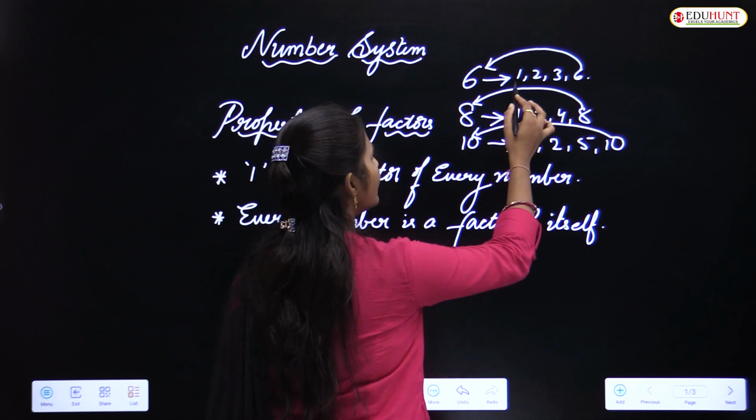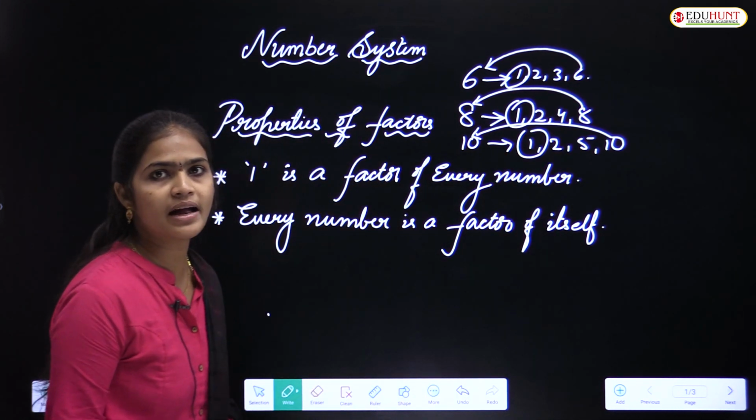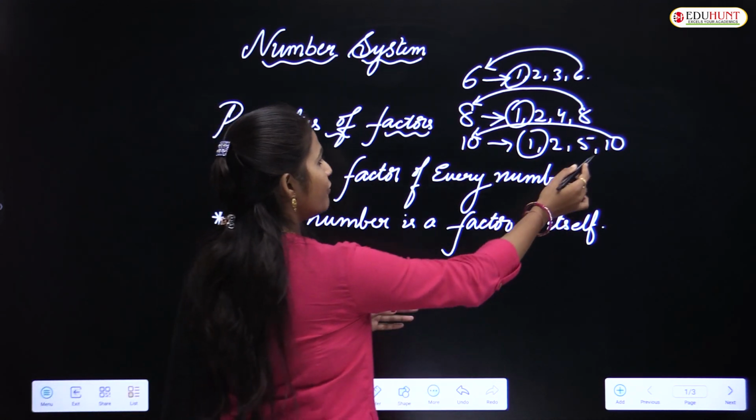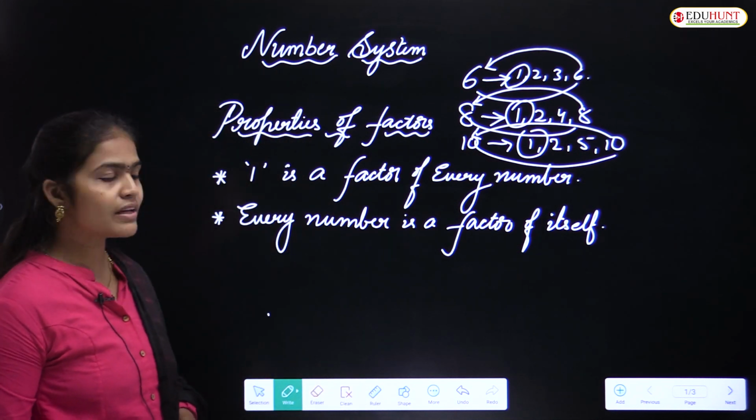In the same way we can observe that in every case we are having 1, no? So 1 is a factor of every number and every number is a factor of itself. These 2 points are very, very important.